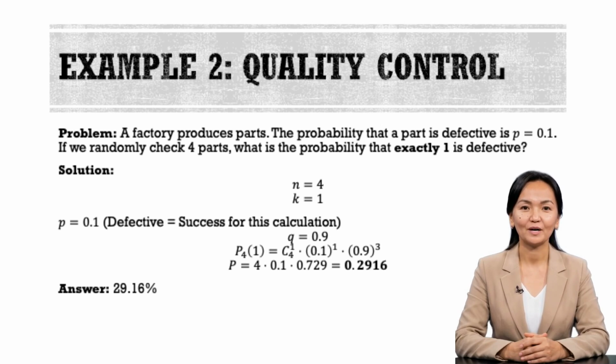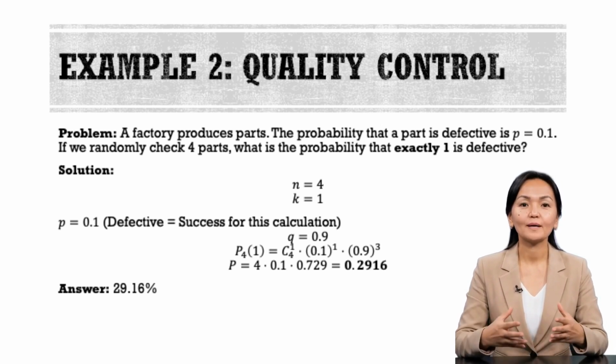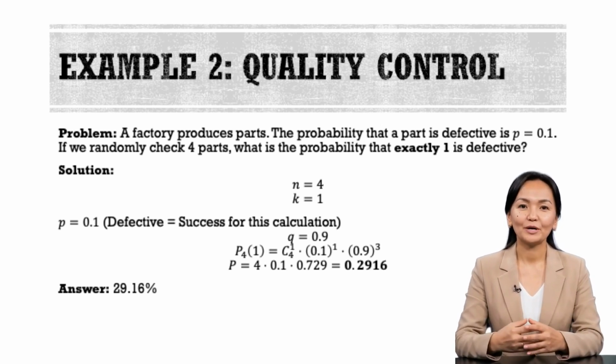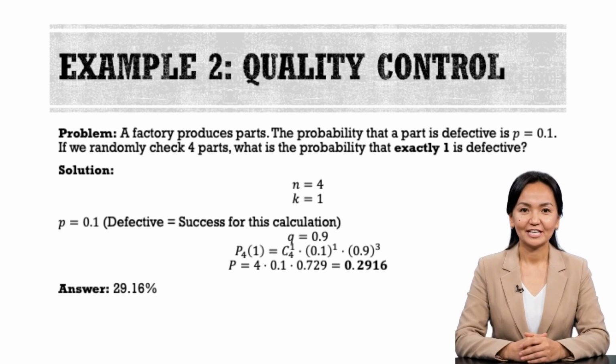Substituting into the formula, p sub 4 of 1 equals c sub 4 to the power of 1 times 0.1 to the first power times 0.9 to the third power. C sub 4 to the power of 1 is 4. 4 times 0.1 is 0.4, and 0.9 cubed is 0.729. Multiplying 0.4 by 0.729 gives 0.2916. So there's a 29.16% chance that exactly one part out of 4 is defective.